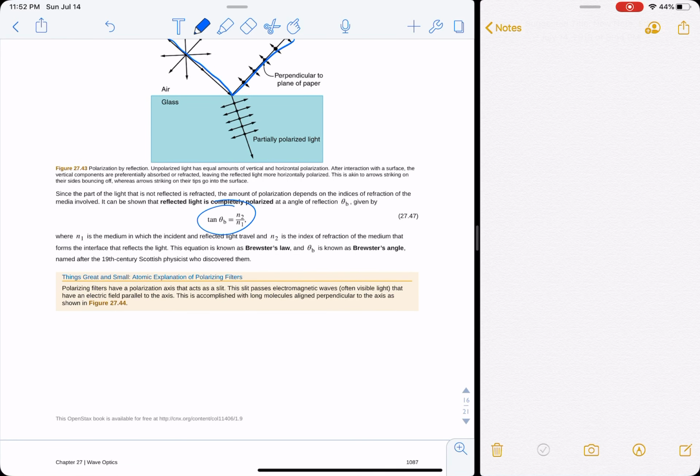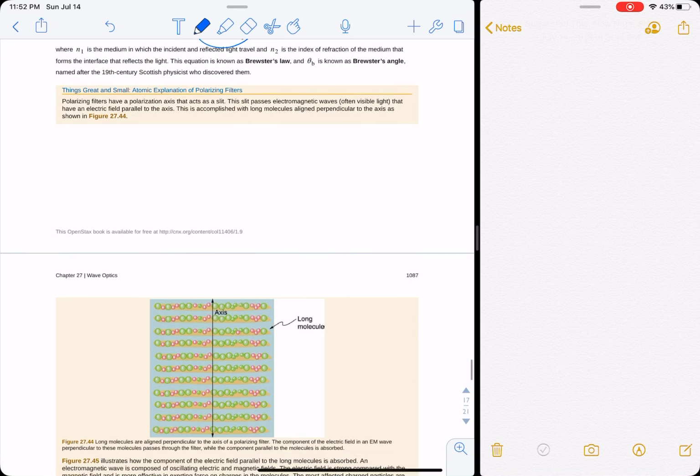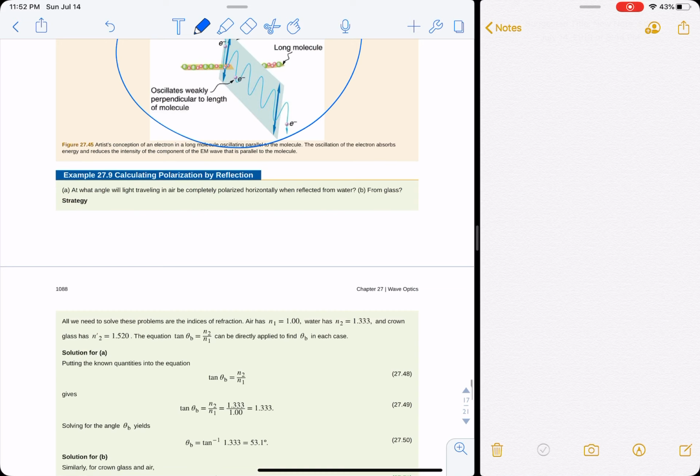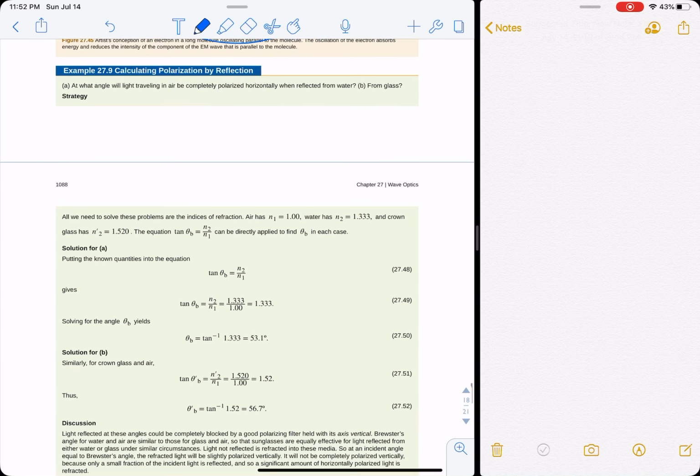And that angle is just the ratio of the indices of refraction. So if you go from air to glass, then you'll put n1 is air, 1, n2 is 1.5, let's say, for glass, and then you solve for what the angle is for that to happen. There's a little bit of an explanation here trying to explain how polarization works in your molecules. And here's an example here.